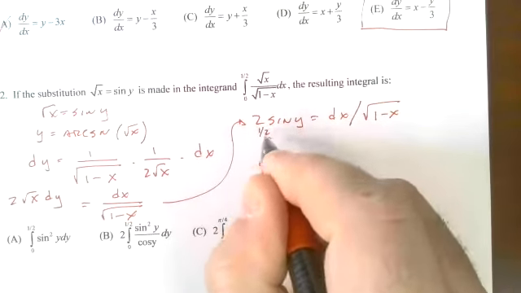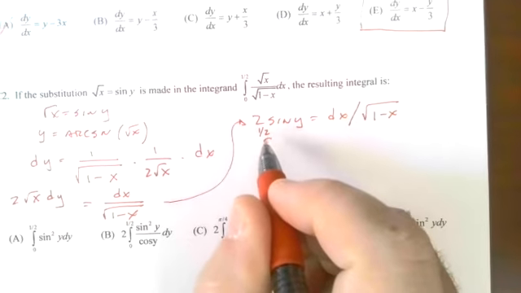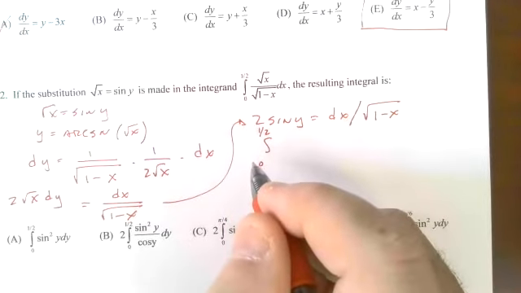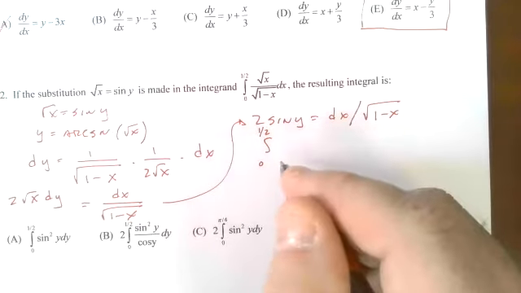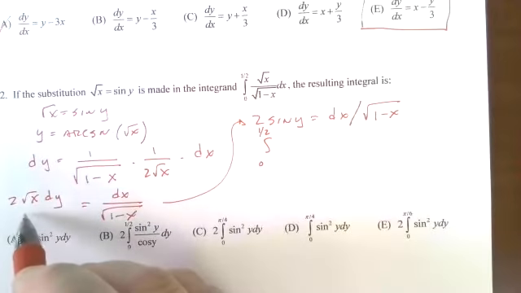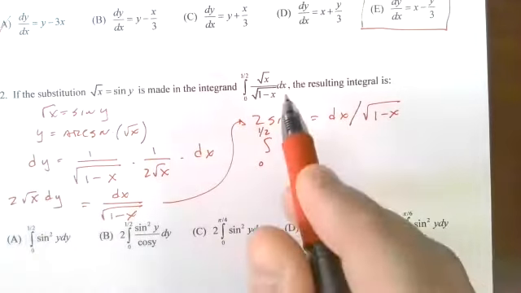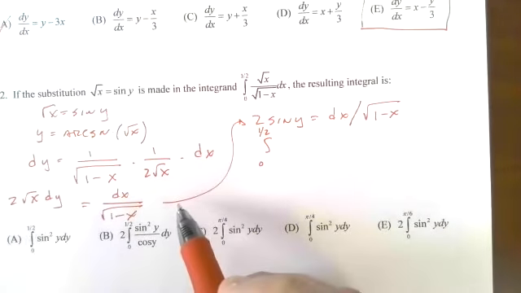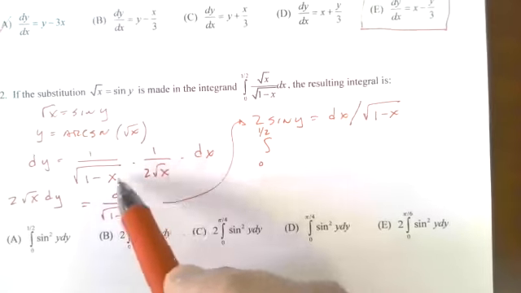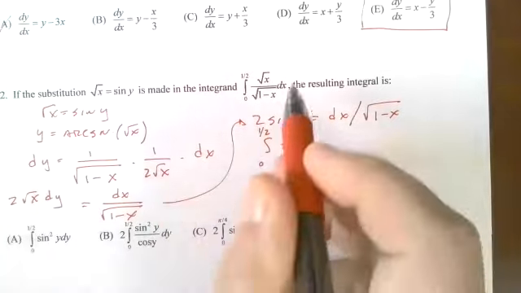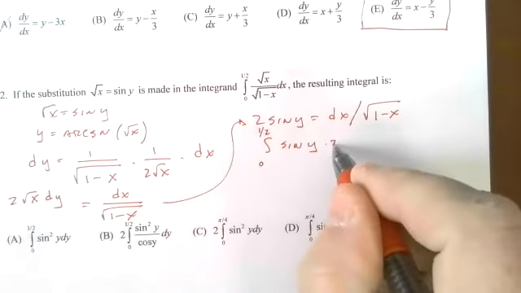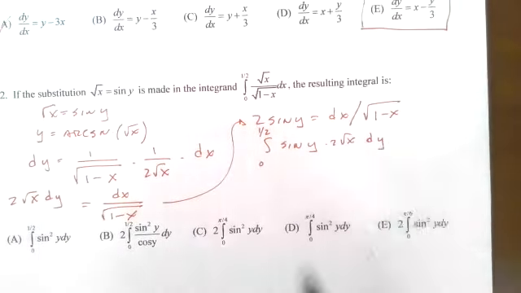The bounds are 0 to 1/2. Might have to fix that in a minute, but we'll see. We have to think about that one. And root x becomes sine of y. dx over root 1 minus x becomes 2 root x dy.